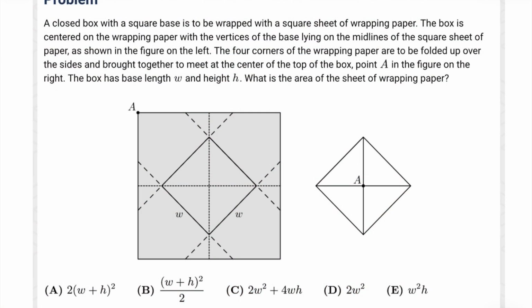The problem states: a closed box with a square base is to be wrapped with a square sheet of wrapping paper. The box is centered on the wrapping paper with the vertices of the base lying on the midlines of the square sheet of paper, as shown in the figure on the left. The four corners of the wrapping paper are to be folded up over the sides and brought together to meet at the center of the top of the box, point A in the figure on the right.